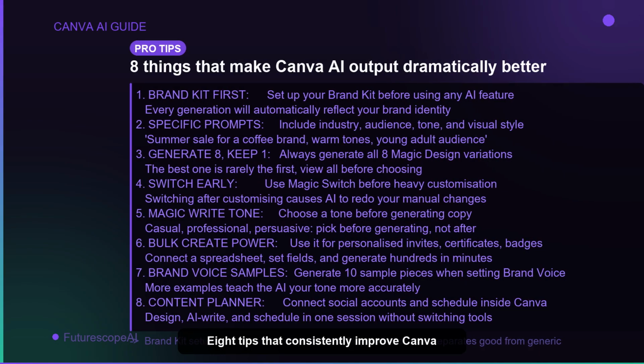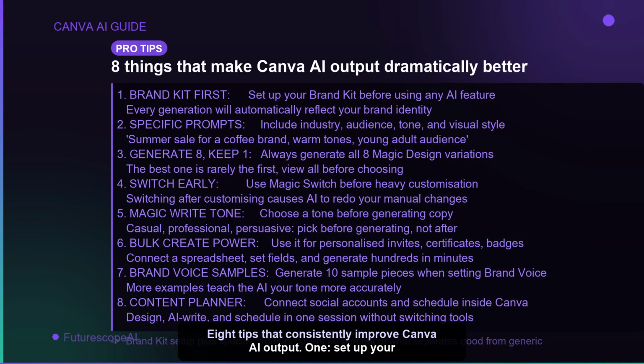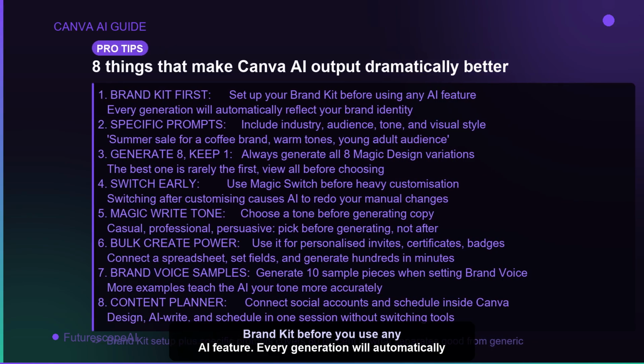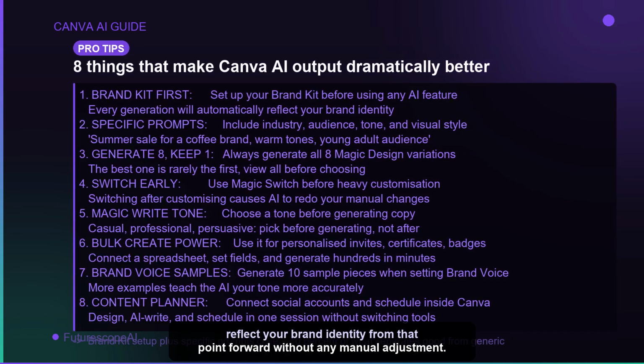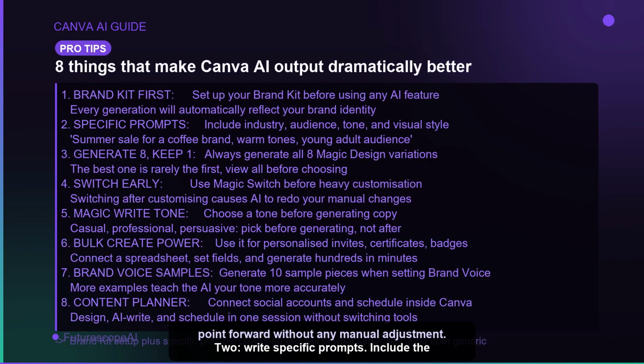8 tips that consistently improve Canva AI output. 1. Set up your brand kit before you use any AI feature. Every generation will automatically reflect your brand identity from that point forward without any manual adjustment. 2. Write specific prompts. Include the industry, the target audience, the tone, and visual style direction. A specific prompt produces a much more usable first generation.